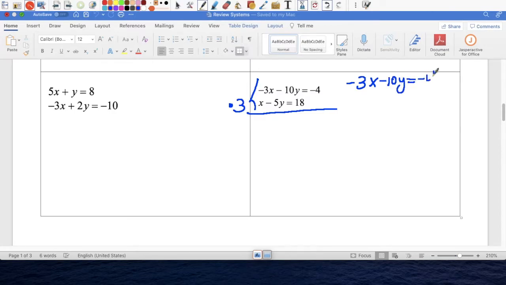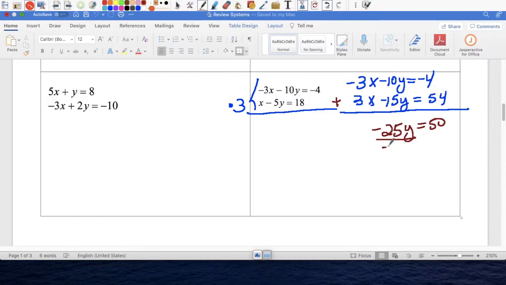The bottom line, if I multiply everything by 3, I get 3x. 3 times negative 5 is negative 15y. And 3 times 18 equals 54. I'm going to add, change colors here. Negative 3x plus 3x is 0, so those two go away. Negative 10y plus negative 15y is negative 25y. Negative 4 plus 54 is 50. Divide both sides by negative 25, and y equals negative 2.